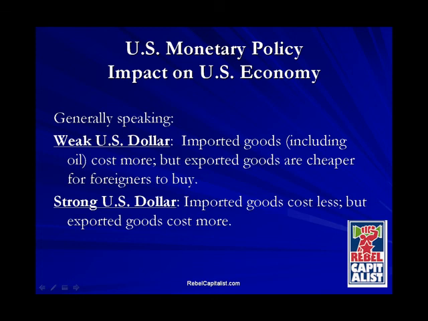A strong U.S. dollar obviously has the opposite effect. Imported goods cost less, such as the things that we buy at discounted retail chains, but the exported goods cost more. And I say that generally speaking because there are so many other factors out there in our economy that affect these things. So generally speaking, this is what happens with a weak or a strong dollar.